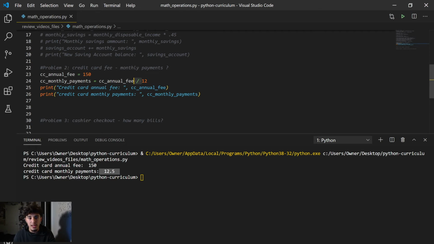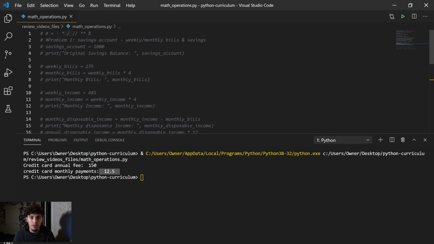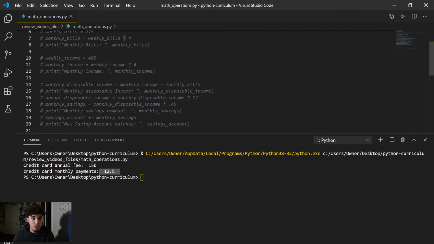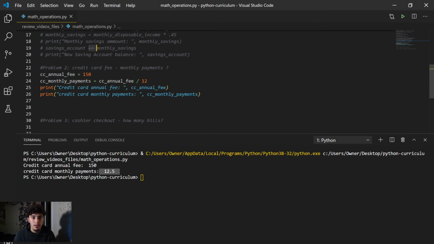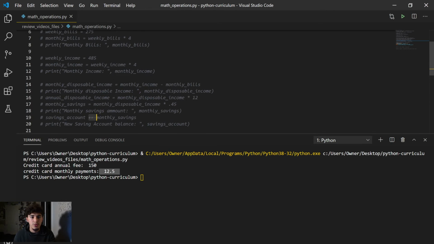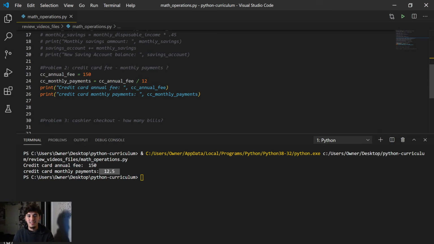This little slash right here, we went over in the other examples, multiplication and addition. Where did we do addition? Oh, right here, when we added our monthly savings to our savings account. You could do the same thing for subtracting. We also did subtraction, right? So our monthly disposable income, we did monthly income subtracted by monthly bills. Okay, so we went over that one already.